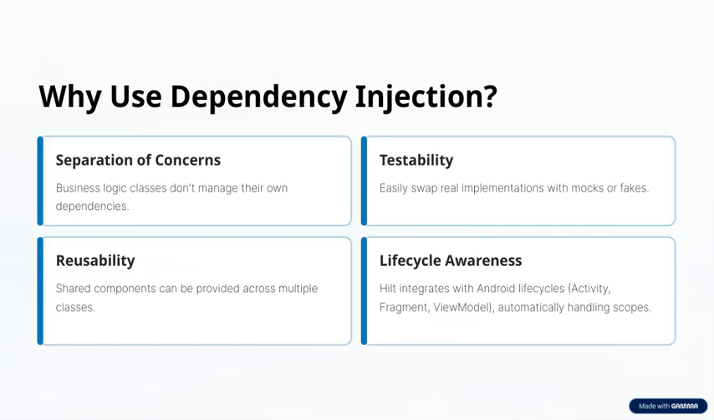Finally, lifecycle awareness is crucial, especially in Android development. Tools like Hilt integrate seamlessly with Android lifecycles, such as activity, fragment, or view model, handling scopes automatically. This means dependencies are created and destroyed at the right times, helping us manage resources efficiently and avoid memory leaks. Overall, dependency injection aligns perfectly with our goal of building modular, testable, and efficient applications.